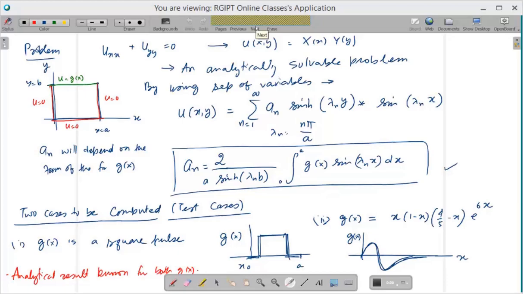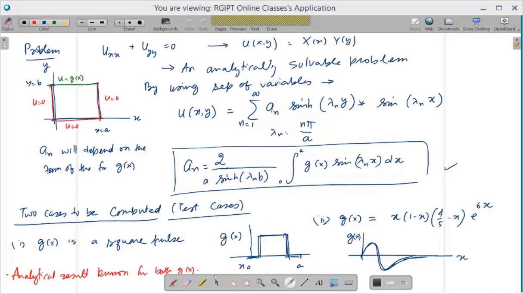And for a special case, for example, this case, we had an analytical solution known to us. What we want, so these are the two test cases that I have specified, and the method that we are going to use will be applied to these two test case problems, and you can check the answer.